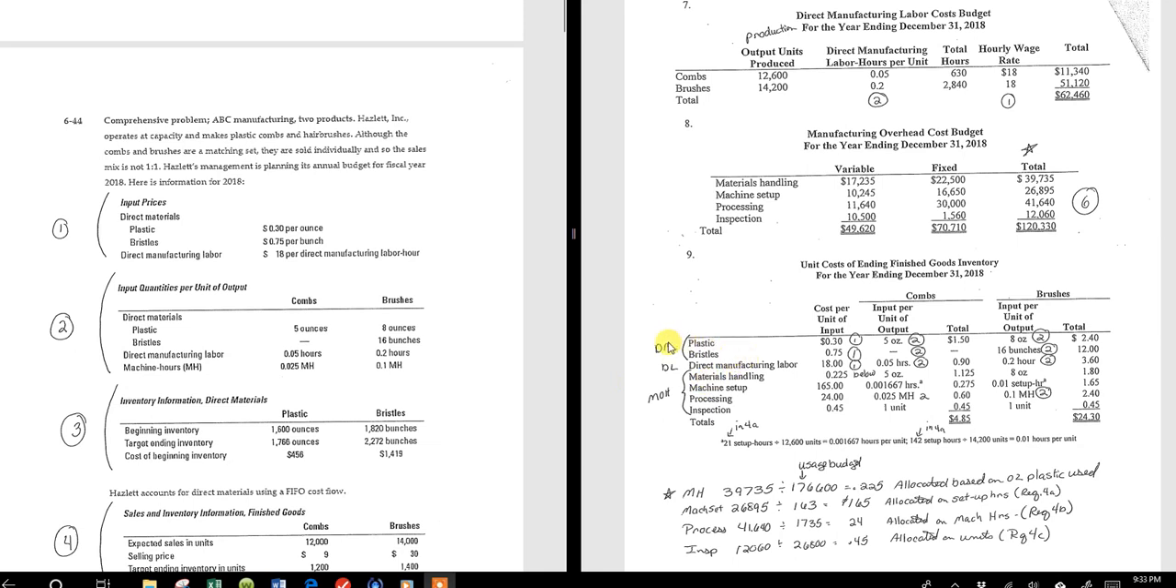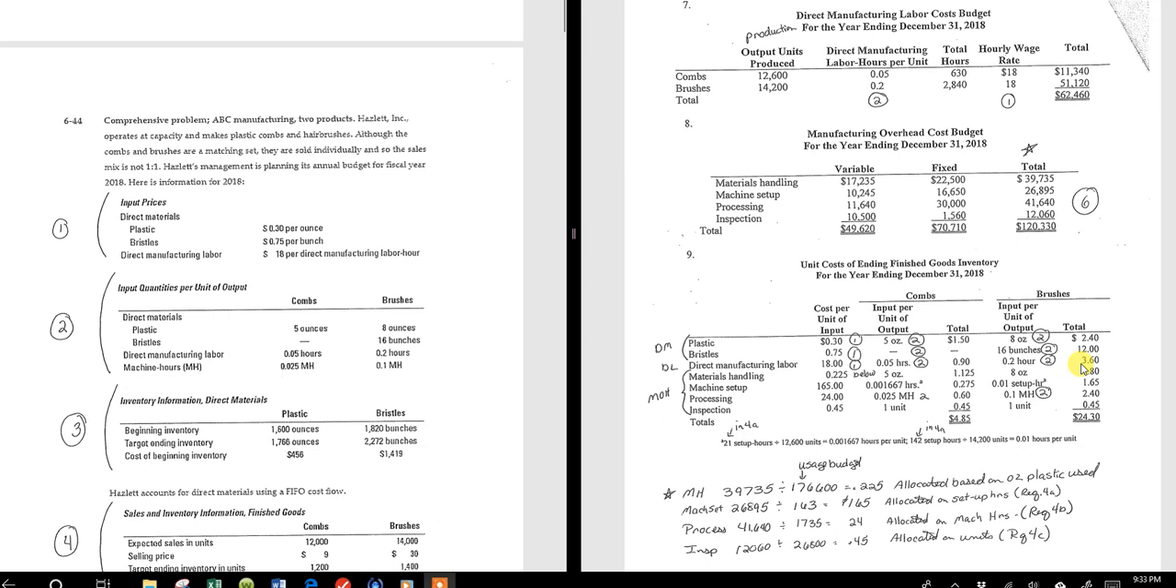So remember, direct materials, direct labor, and overhead. And our overhead, we have 4 overheads. So we have bristles of 75 cents per bunch with 16 bunches here, so $12 worth of bristles. Direct labor is 18 an hour for 0.05 hours, so 90 cents worth of labor, and we have 0.2 hours times 18, so we have 3.60.